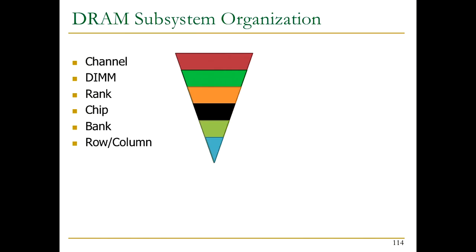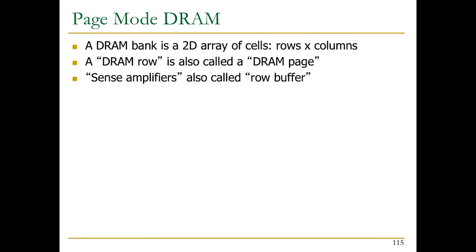And each bank consists of rows and columns. And as you've seen, this two-dimensional structure consists of a single cell at the cross point, right? Okay, let's start with the bank as we've done before. A DRAM bank is a two-dimensional array of cells, rows by columns.